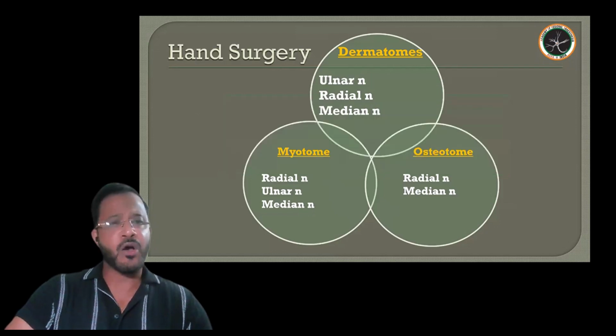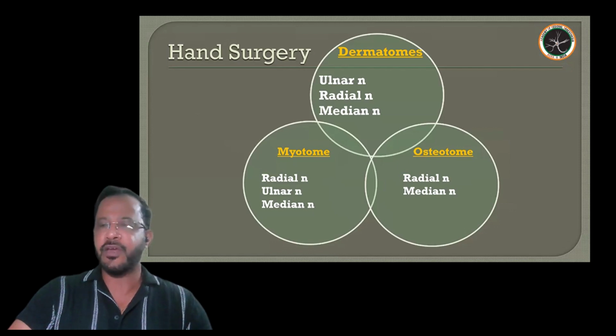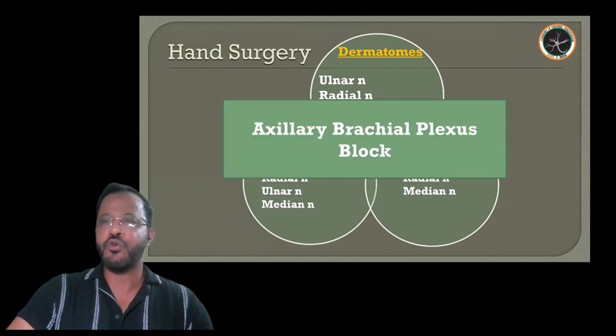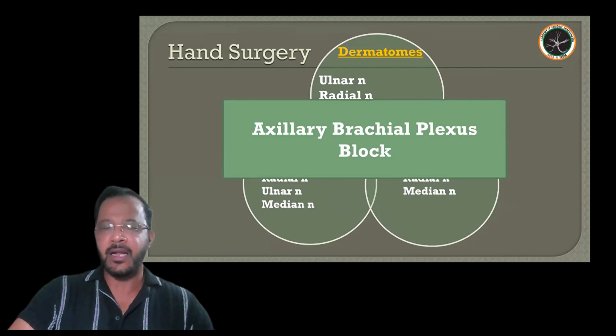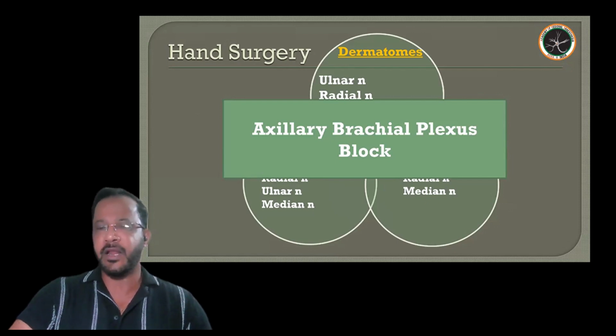Now coming to the hand surgery, the dermatomal innervation is by the ulnar nerve, the radial nerve, and the median nerve. The myotomal innervation is by the radial nerve, ulnar nerve, and the median nerve, and the osteotomal innervation is by the radial nerve and the median nerve. And axillary approach to brachial plexus block can take care of any surgery on the hand, because it can take care of the dermatomal innervation, the myotomal innervation, and the osteotomal innervation.